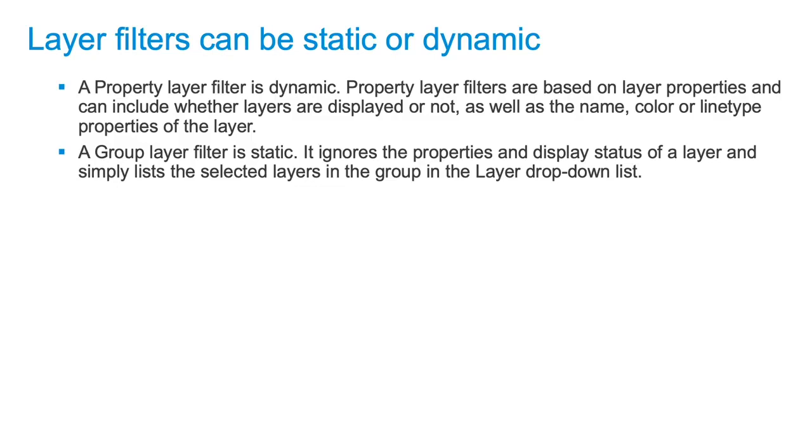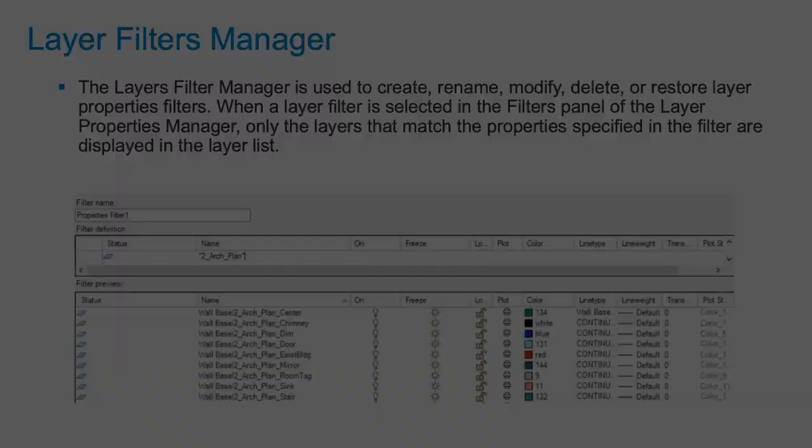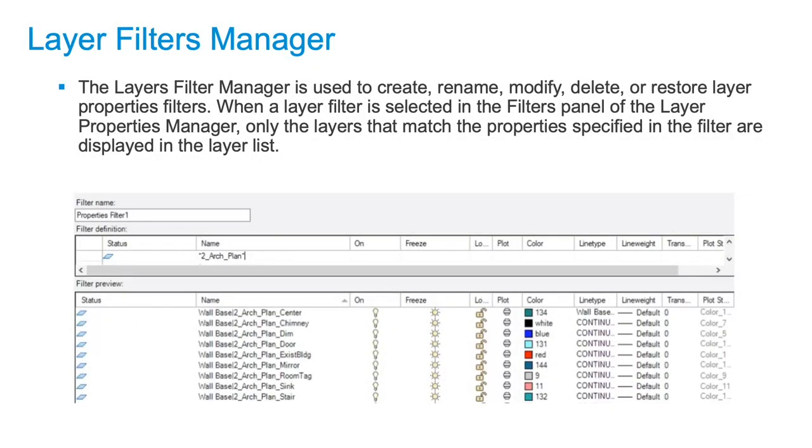A group layer filter is static. It ignores the properties and display status of a layer and simply uses the selected layers in the group in the layer drop-down list. The Layer Filters Manager is used to create, rename, modify, delete, or restore layer property filters to control the use of layer filters.